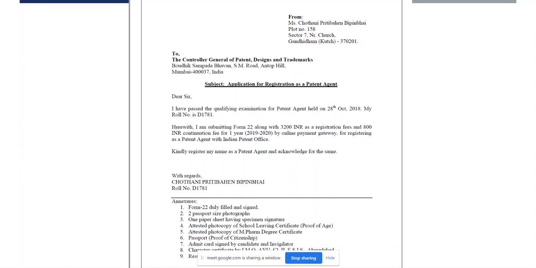Then this is the forwarding letter. In that you have to write down your address over here. Then the place where you are sending the documents, that is the Mumbai Patent Office.